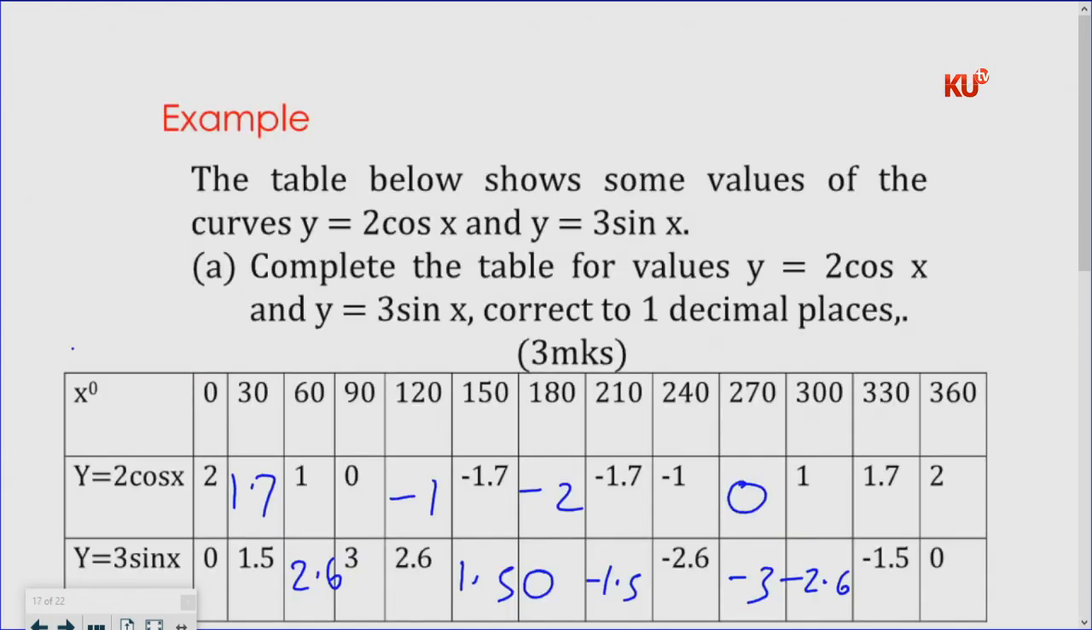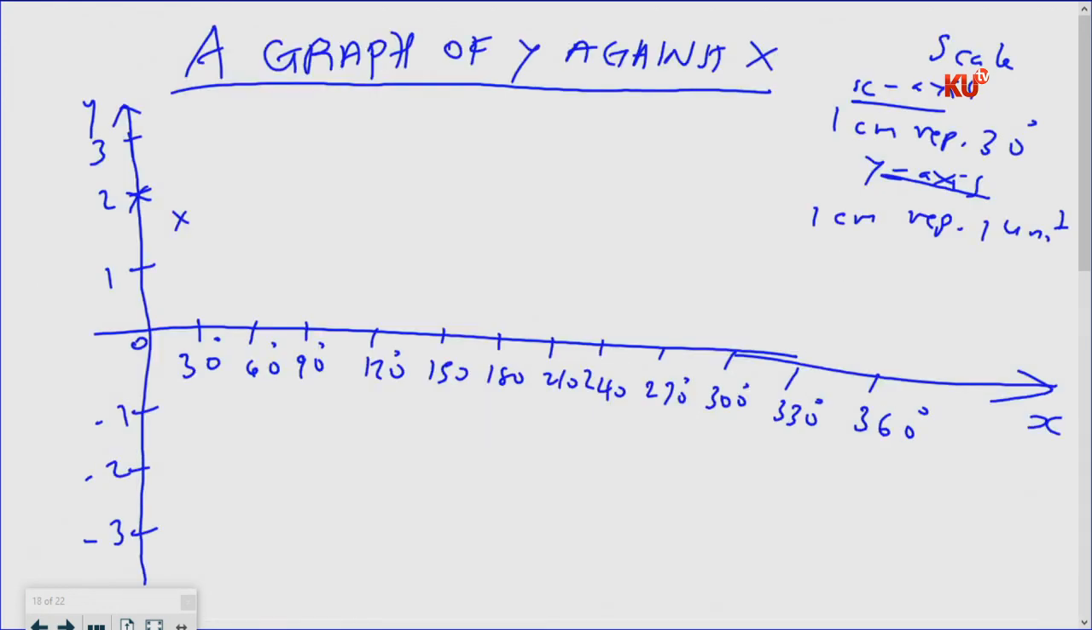Next, 60. Yes, 1. Now my learner is with me here. 61. When the angle is 90, the value of y, I'm told it's 0. When x is 120 degrees, y will be -1. Of course, -1 approximately should be there. When x is 150 degrees, y should be -1.7, approximately, somewhere there.